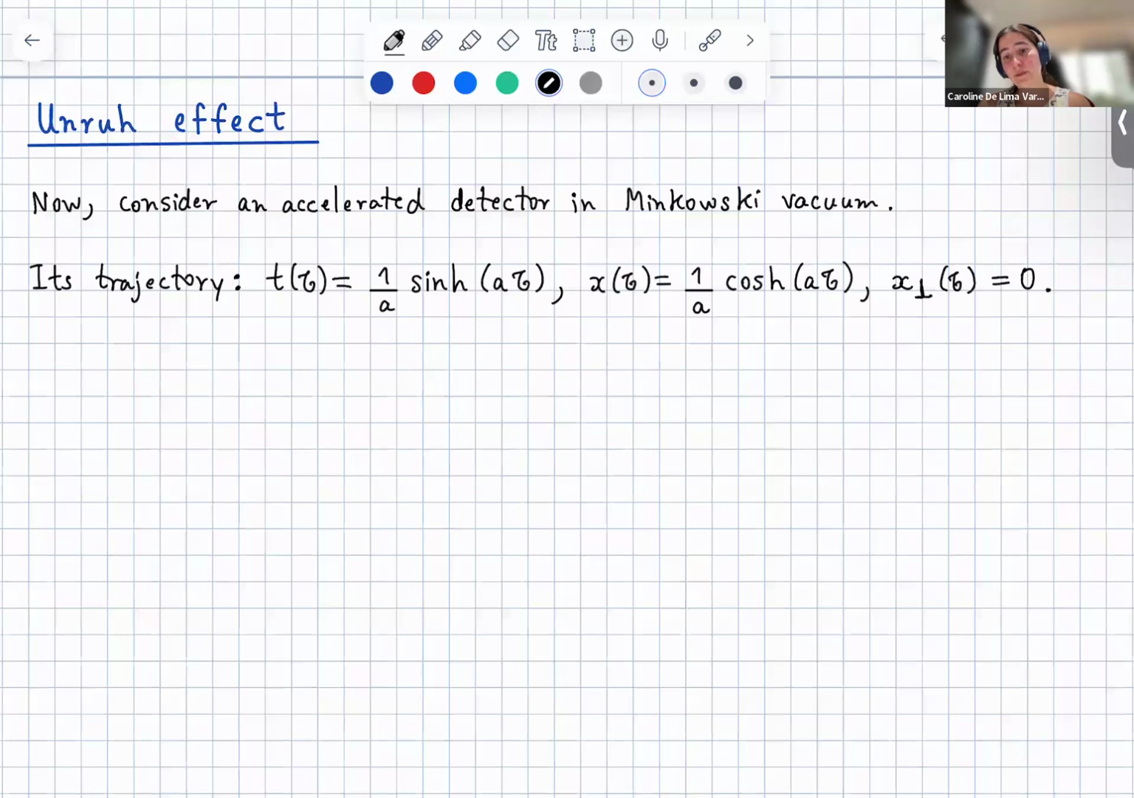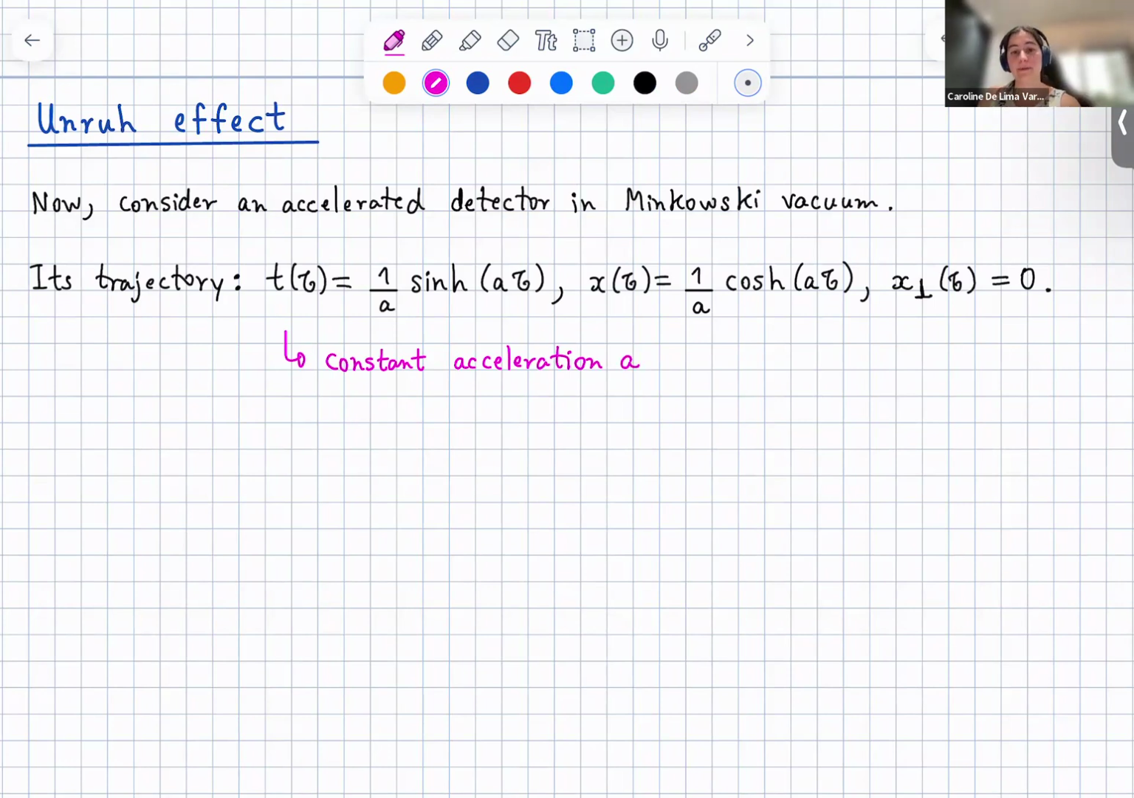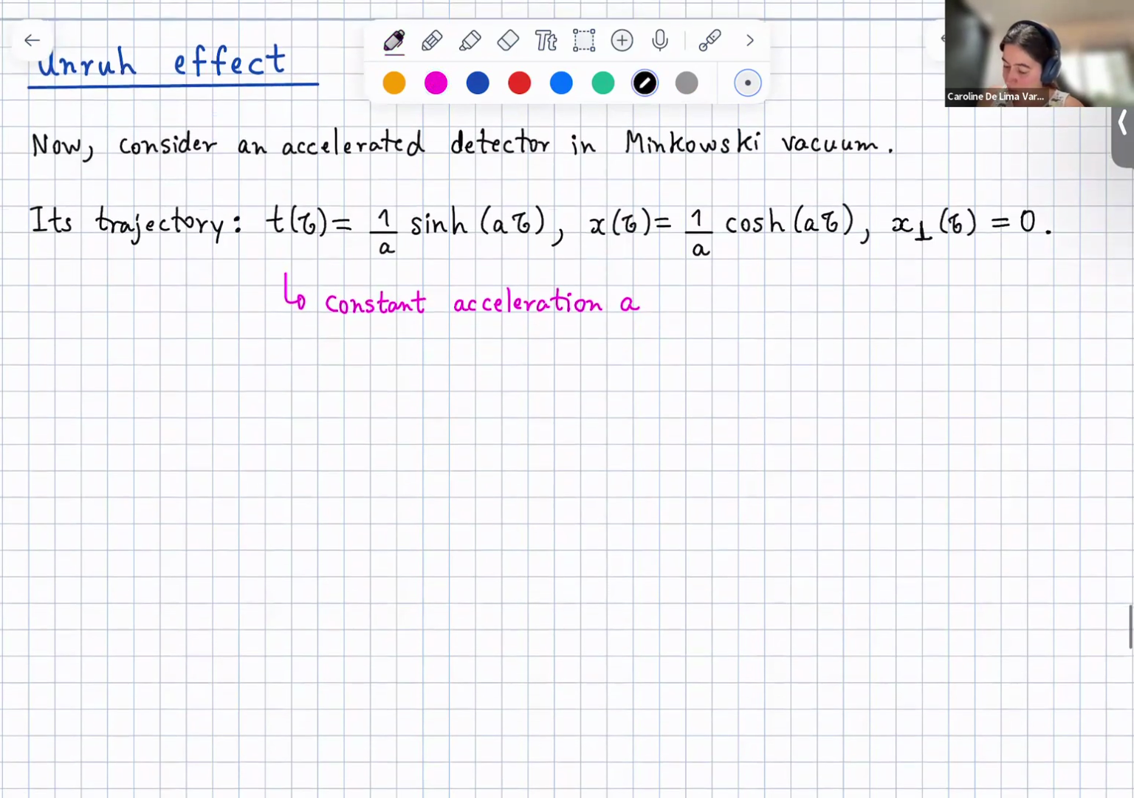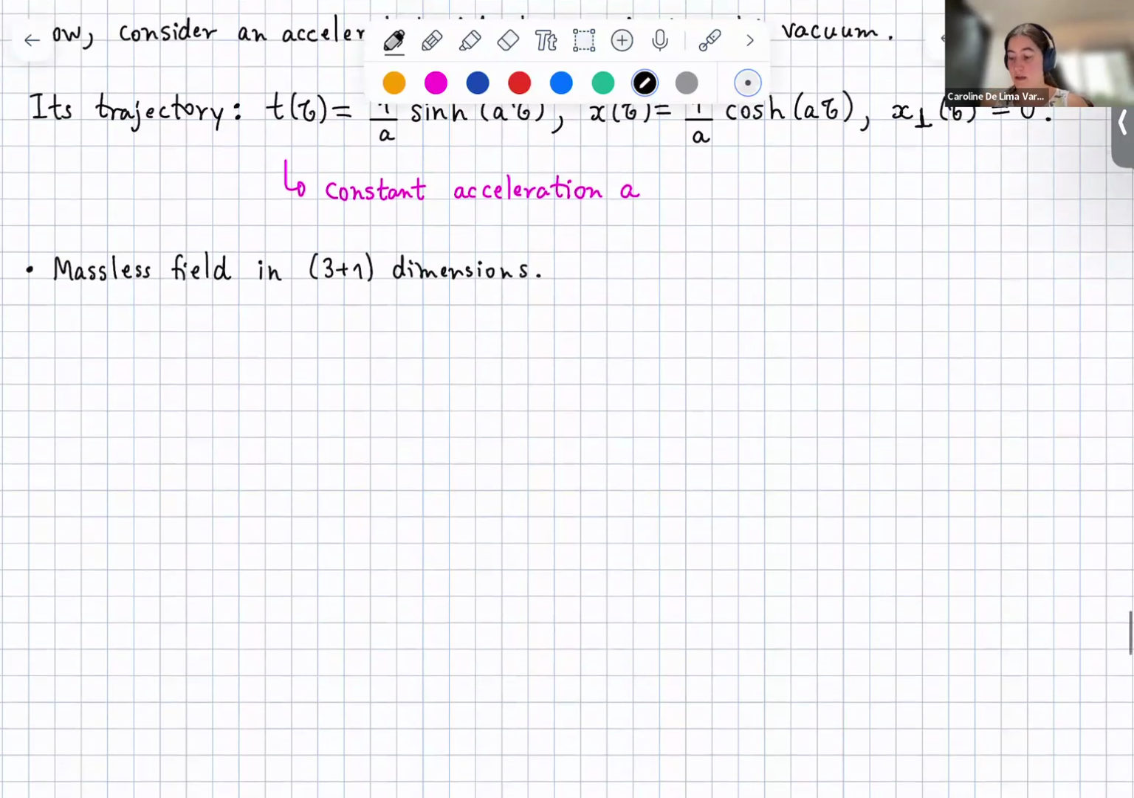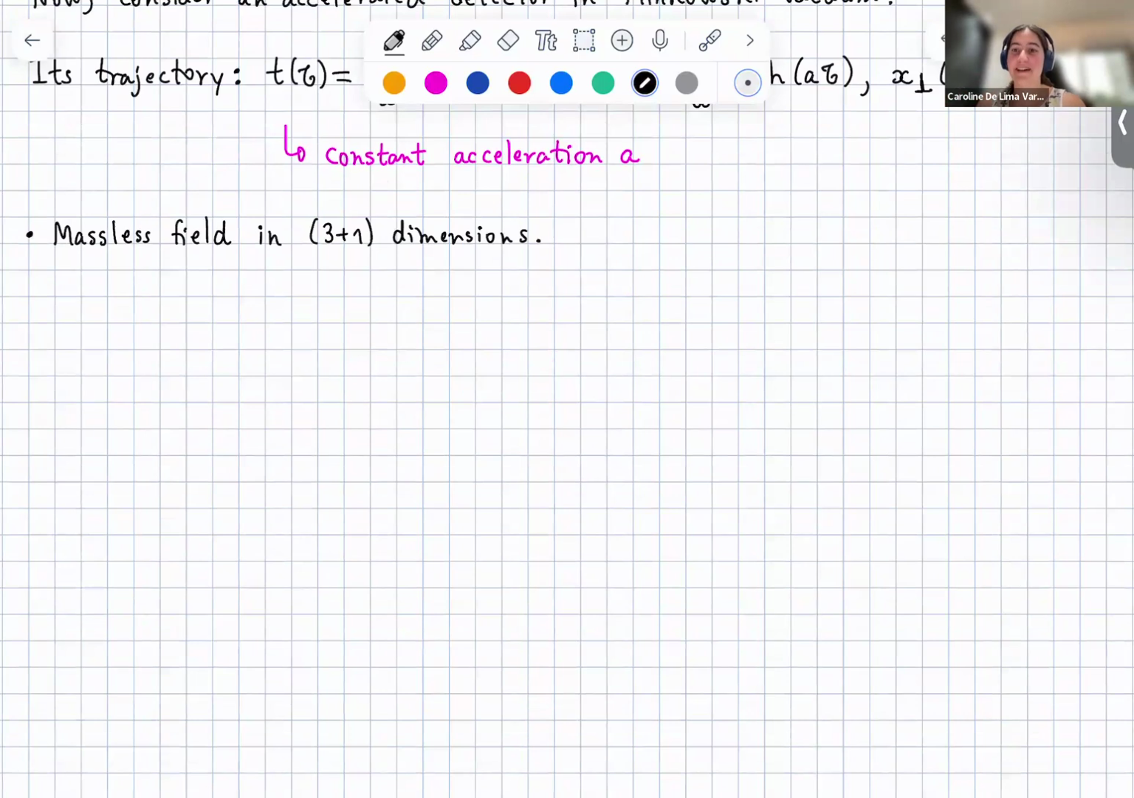Okay? So I just align the movement trajectory with one of the directions. The property that this trajectory has is constant acceleration A, okay? And I've also considered, to make it easier to compare with my other case, that we have a massless field in 3 plus 1 dimensions, right? So again, I think I have said this a few times, but let's recall again.